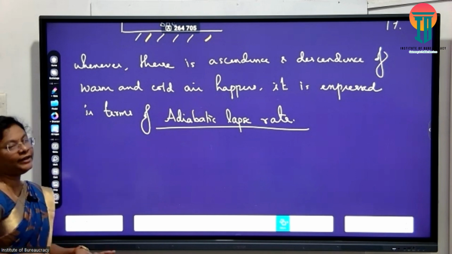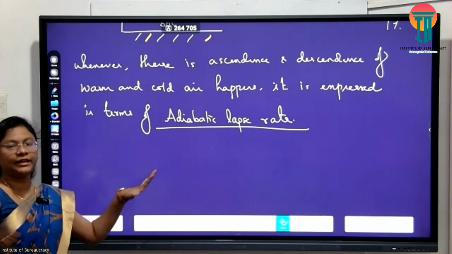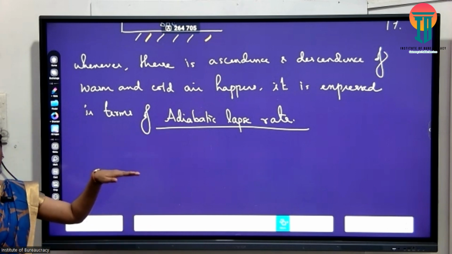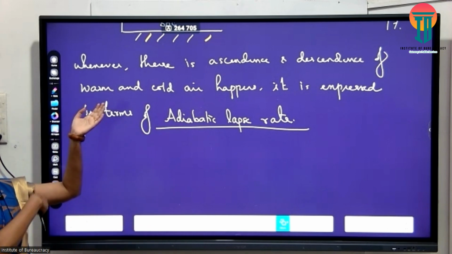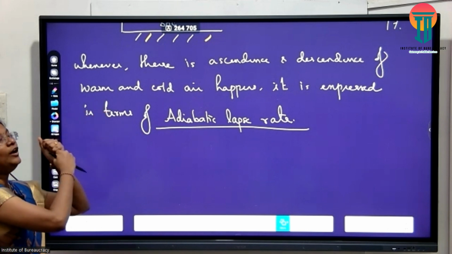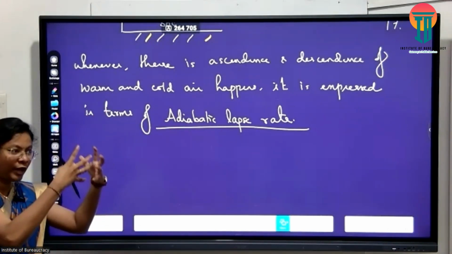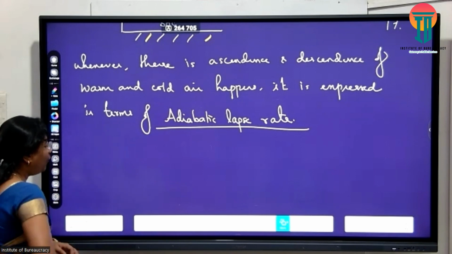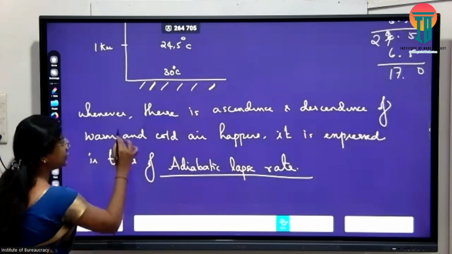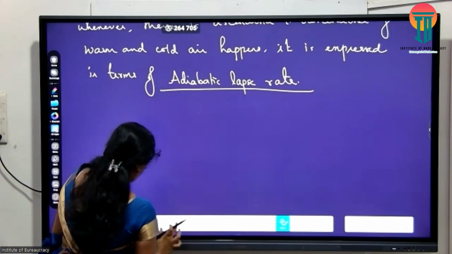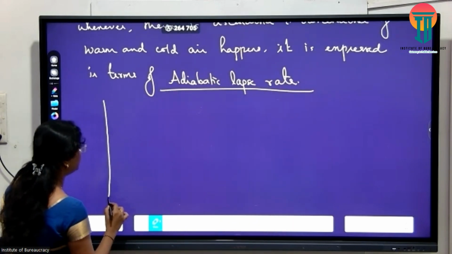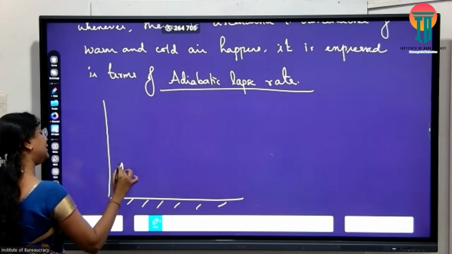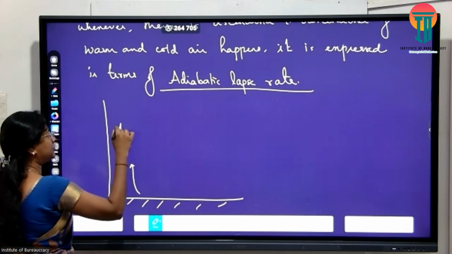So what is this? Static air. Static air means air without movement, an entire region of air: when you go 1000 meters above the surface layer, it is 6.5 less, and going up again, it is 6.5 less than that value. Whereas air can be moved up and down through the process of convection. So whenever there is an ascendance and descendance of air, this is what we're going to talk about.